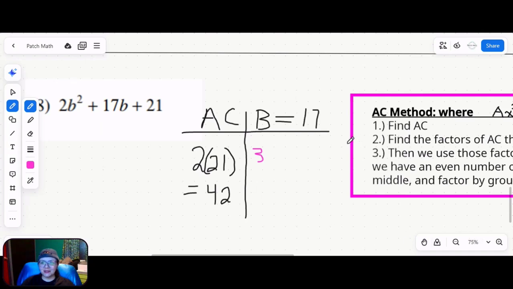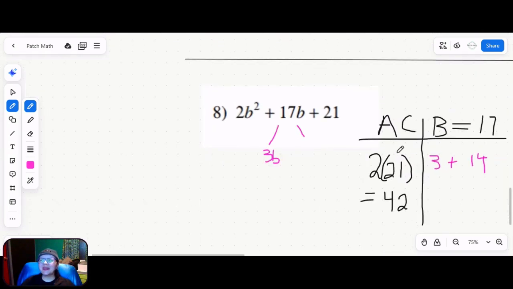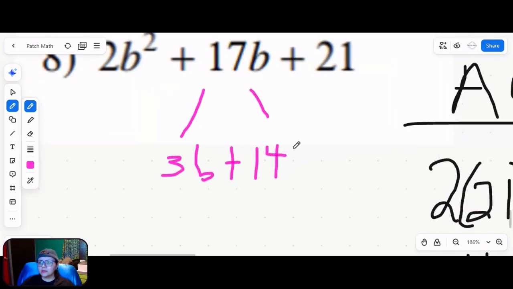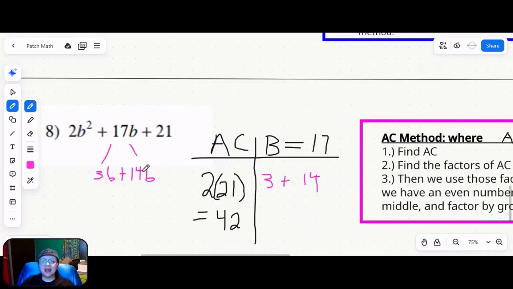3 times 14 will equal 42, and 3 plus 14 will equal 17. Ding, ding, ding. We have a winner. So in this case, we can put 3b plus 14b or 14b plus 3b. Either work because each of those terms has the same exponent, and order is determined based on exponent. So same exponent, they can go in either order.